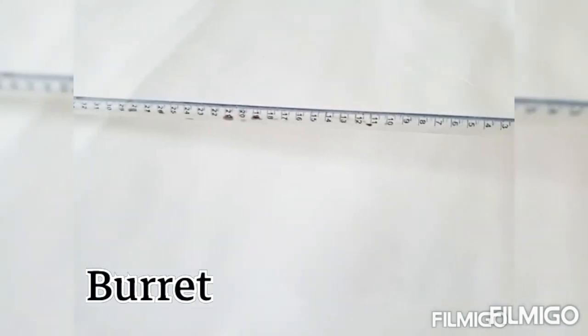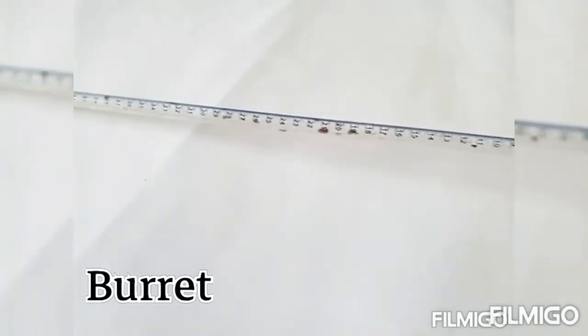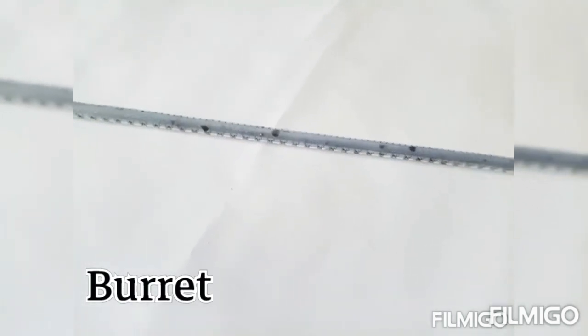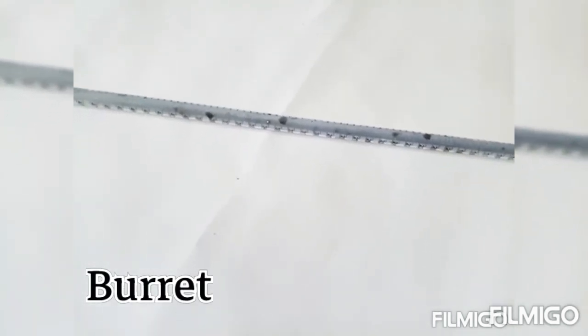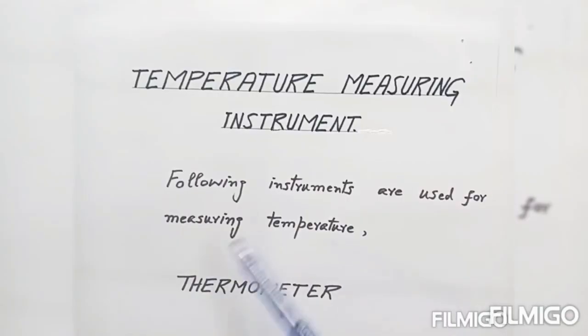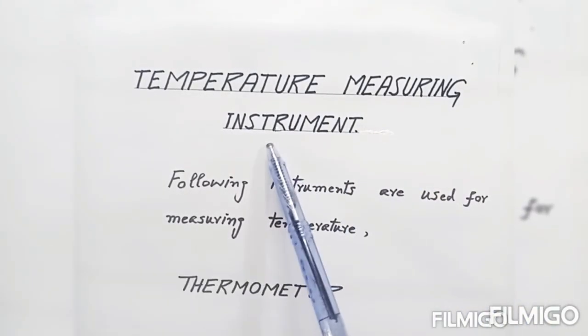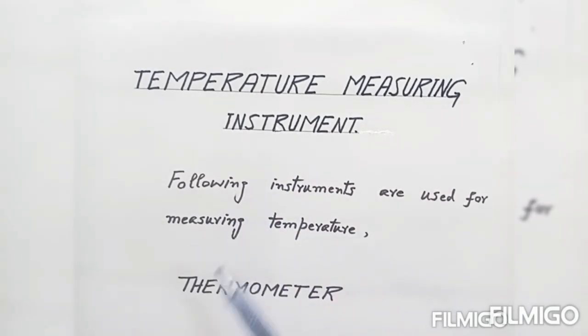So this is the burette also, which is used for the measurement of volume. So today these all are the instruments for the measurement of volume. Next we are going to discuss the temperature measuring instruments. What are those instruments which are used to measure temperature? We are going to discuss those instruments.